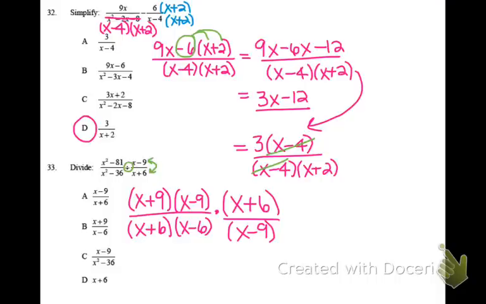With multiplication and division, you can get cancel happy, so cancel whatever's the same on top that's the same on the bottom, and whatever you are left over with is your answer. So the x plus 9 over x minus 6 is letter B.